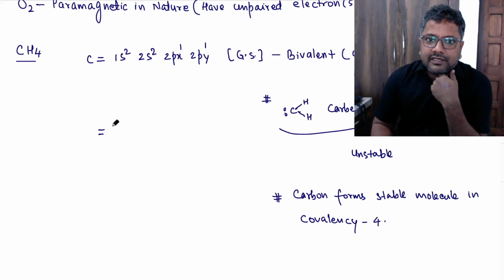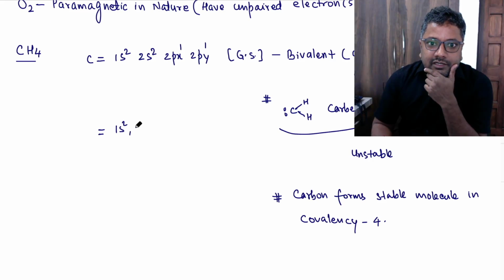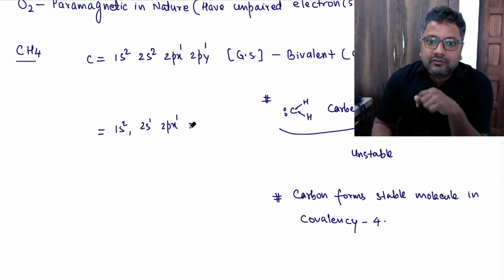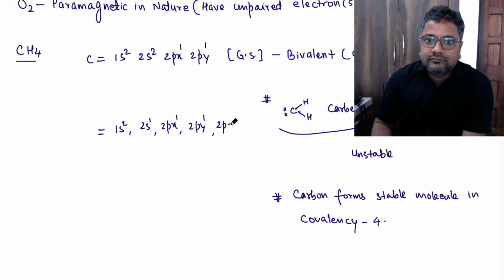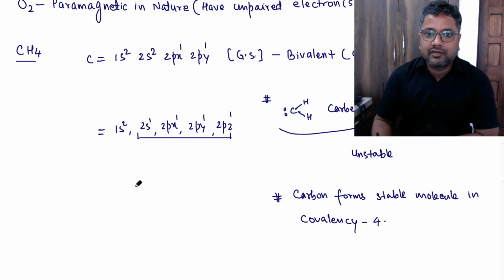So how to justify this 4 covalency? So if you excite this 2s electron into 2pz, so 1s2, 2s1, 2px1, 2py1, 2pz1. Now carbon has 4 unpaired electrons. Now this can form 4 covalent bonds with 4 other hydrogen atoms.